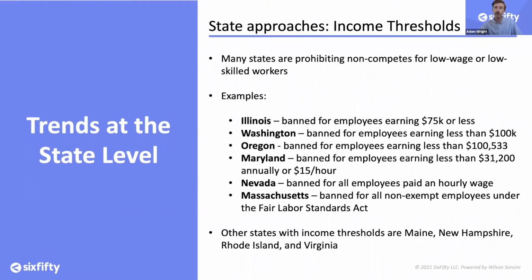Nevada has taken an interesting approach and just outright banned non-competes for all employees that are paid an hourly wage. Massachusetts has taken a similar approach and banned non-competes for all non-exempt employees under the Fair Labor Standards Act. And non-exempt, broadly speaking, just means typically those are your low-wage employees that are paid on an hourly basis. There are other states with income thresholds like Maine, New Hampshire, Rhode Island, and Virginia. So if you're in any of these states, you need to be aware of the income threshold and make sure that you're not using non-competes for employees that don't meet those thresholds. And let's move on to the next slide now.